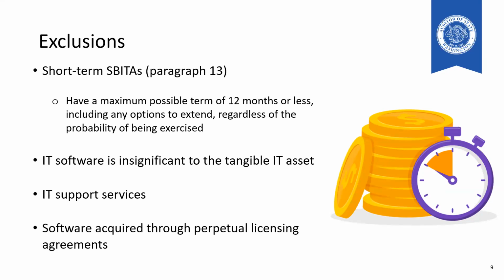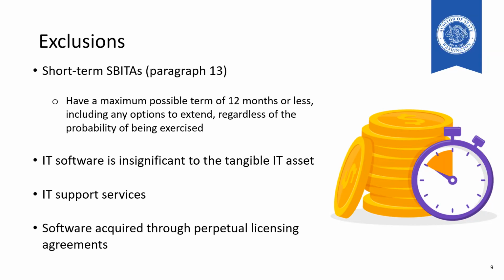The next exclusion is if you have a situation where your contract is for a tangible asset that has a software component, and that software is insignificant to the overall asset. An example of that would be leasing a smart copier, where the tangible capital asset is the copier, and it has that IT software component. But in this case, that IT component is very minor. So here, you're going to report the entire contract as a lease. You do not have to try to separate out the software portion to report it as a separate SBITA.